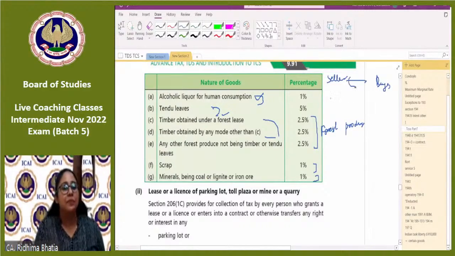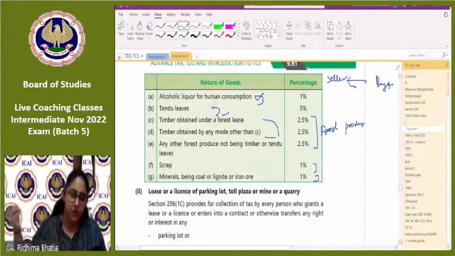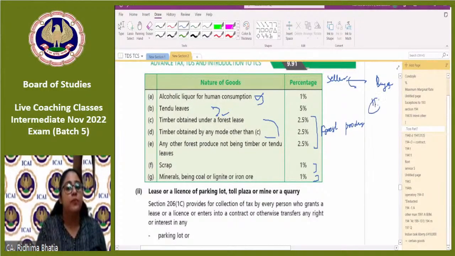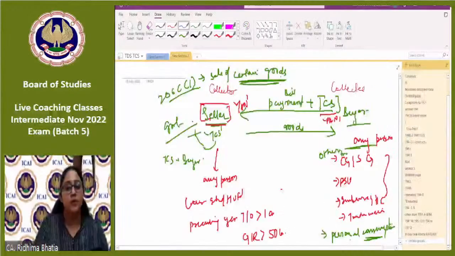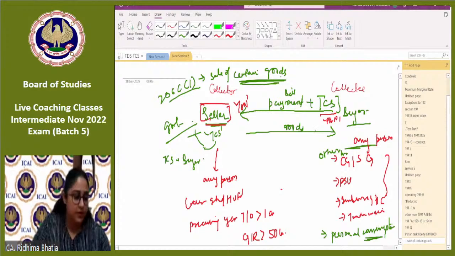But now you will think, ma'am, we know buyer कभी TCS देता नहीं. We have gone to purchase the alcohol and उसपे तो we have never paid the TCS. You are correct, because I told you that personal consumption buyer is excluded. So if you consume the alcohol for personal consumption as a buyer, then TCS would not be collected from you.